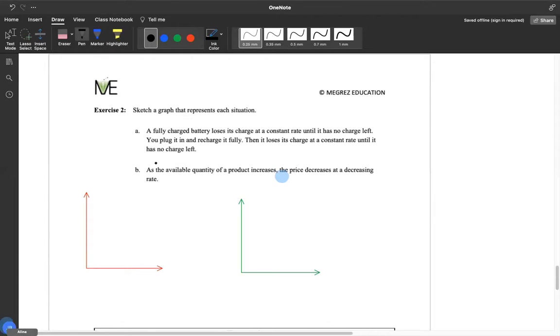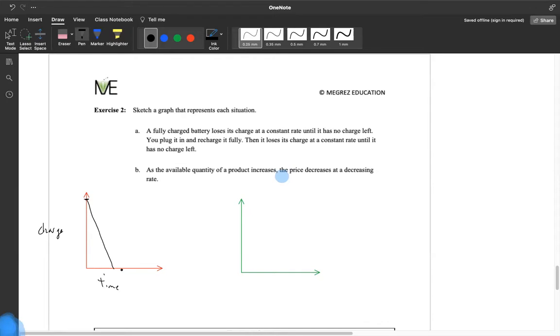So let's look at this one. Sketch a graph. So a fully charged battery loses its charge at a constant rate until it has no charge left. Then you plug it in and recharge it fully. Then it loses its charge at a constant rate until it has no charge left again. So if this is time over here, and here is our charge, we'll just say that this line here is like a full charge, right? So we're fully charged, the battery loses its charge at a constant rate. So it's just constantly losing it. We hit a part right here. Then it has no charge left.